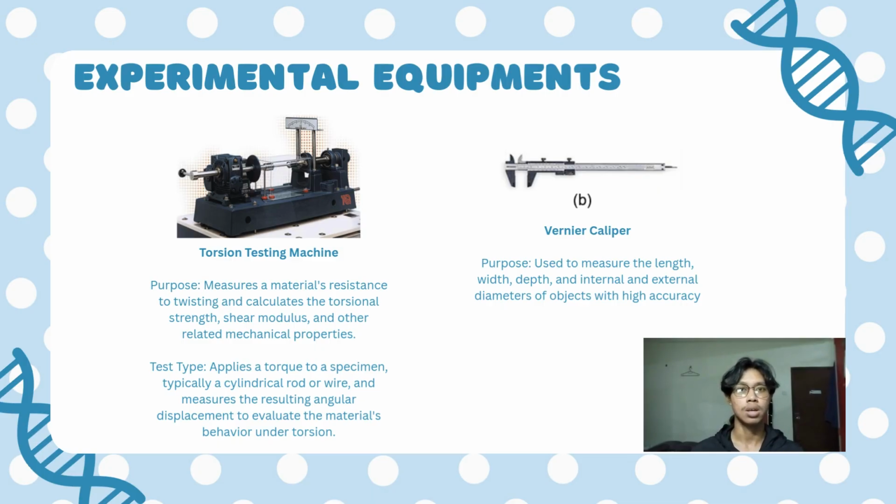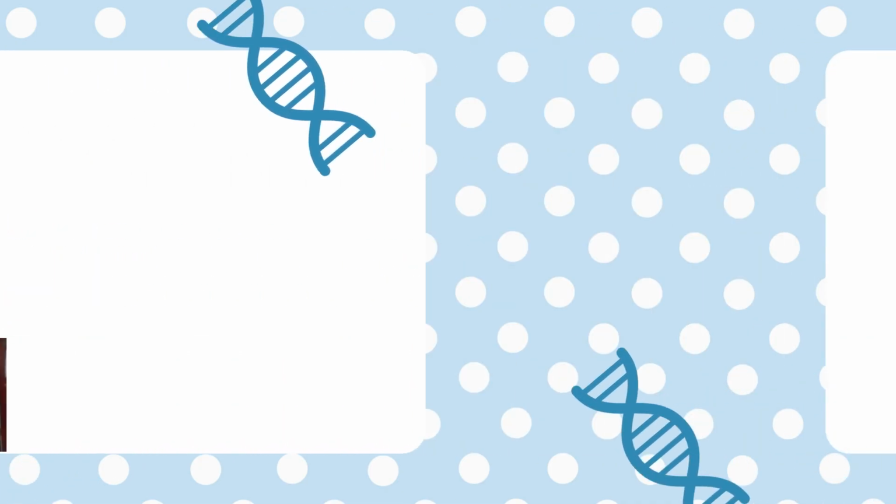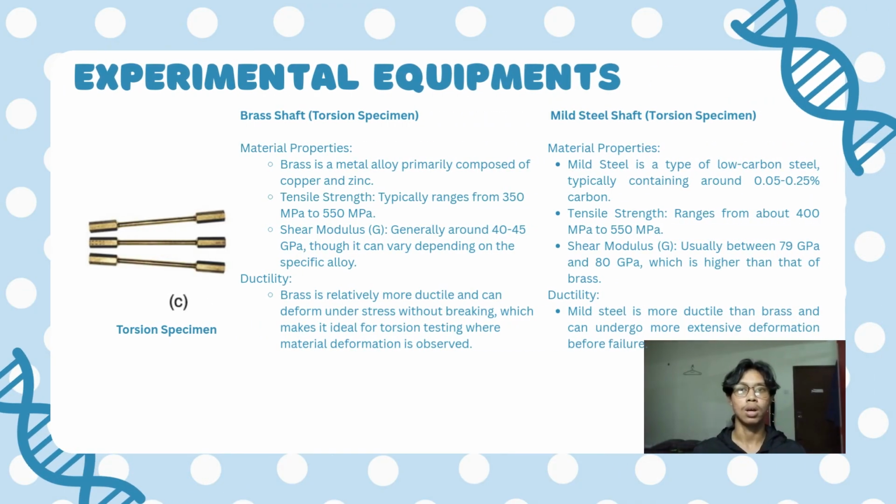Then for the second equipment that we used, vernier caliper. Vernier caliper is used to measure the length, width, depth, and also internal and external diameter of the object with high accuracy. For the third one, the torsion specimen. For the torsion specimen, we have two types: brass shaft and also mild steel shaft.